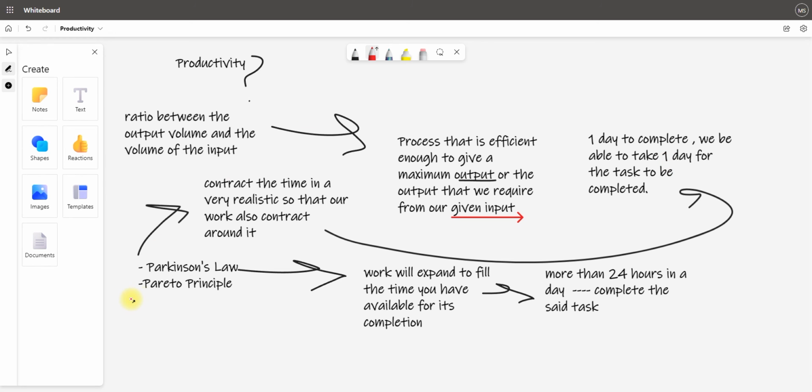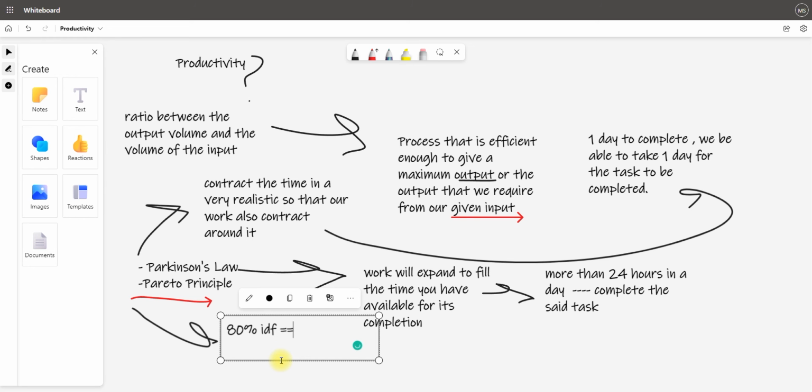Now, the next principle that we are going to discuss is the Pareto Principle. The Pareto Principle, the 80-20 rule, states that for many events, roughly 80% of the effects come from 20% of the causes. So what this rule states is that to get 80% of the results, we just have to give 20% of the input.